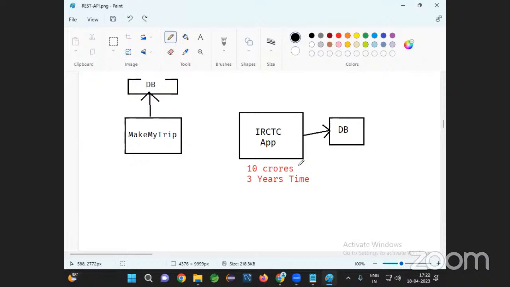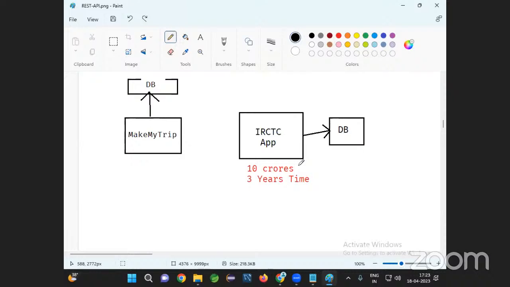Here, Make My Trip people want to reuse the logic instead of redeveloping the logic. Are you getting my point? Whatever logic is required for Make My Trip is already available in IRCTC. Instead of redeveloping the logic, can we reuse the logic? Yes or no? Now, can I go and ask them, whatever code you developed, I will give you 1 crore, please give me your code so that I can run it?